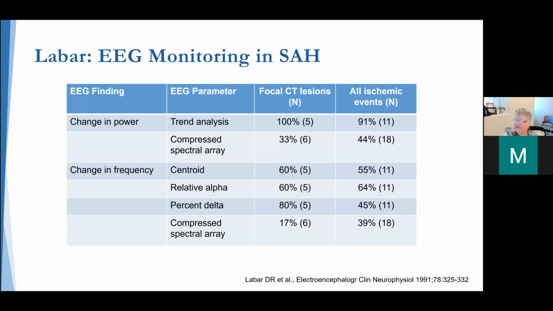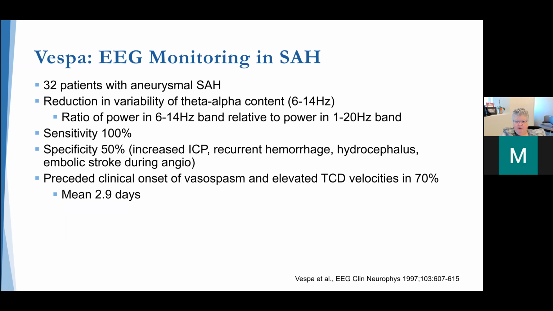And what they found was that a change in power in their trend analysis picked up 100% of patients who developed infarct on CT, and about 90% of all ischemic events, including those that didn't result in a permanent infarct. And of the tests, this percent delta activity seemed to be the most useful, as opposed to the other trends that they used. So this percent delta is comparable to what I'm going to talk about in a few minutes, which is the percent alpha activity.